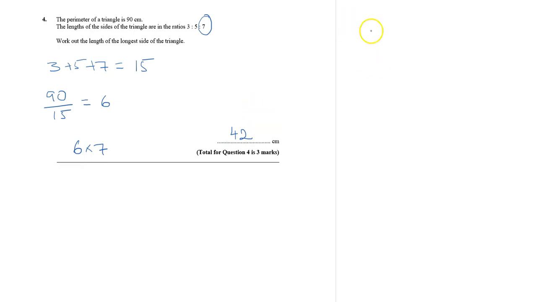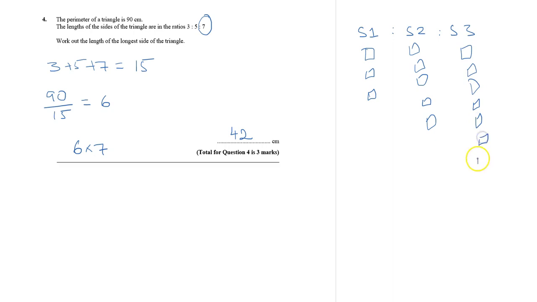Another way you could look at it is if you look at sort of side 1, so I'll call it S1, S2, S3. This is 1, 2, 3 parts, 1, 2, 3, 4, 5, and then this one will be 7. So altogether, we know that this adds up to 90, which is why we do the whole add together to get 15, because there's 15 boxes altogether. Divide 90 by 15 means each of these boxes is worth 6. So then the longest side is 6 times the 7 boxes, which is 42.